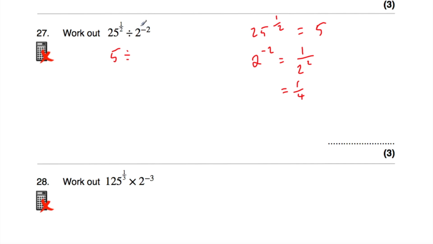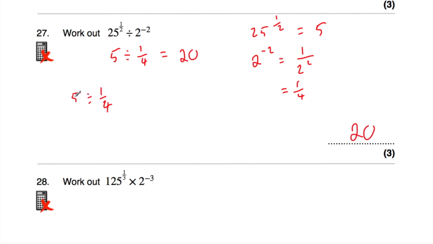So 2 to the power of negative 2 is 1/4. So we need to work out what 5 divided by 1/4 is. Now, there's a couple of ways we can work this out. One way is to think how many quarters there would be in 5. So in a whole, in 1, there's 4 quarters. So in 5, there'd be 20 quarters. So you could just work it out that way. So the answer is equal to 20.